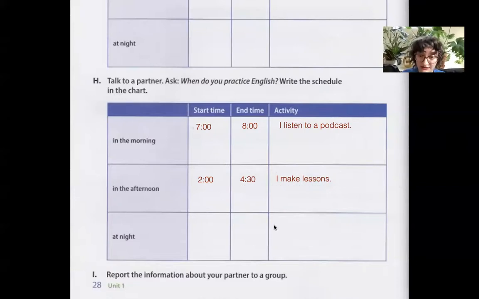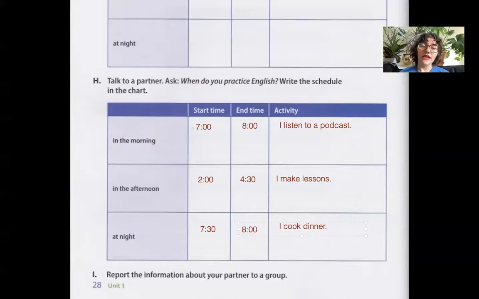And at night, I cook dinner. I cook dinner pretty late, at about 7:30. And it takes me usually half an hour to an hour. So we'll just say 8 o'clock. So in the morning, I listen to a podcast from 7 to 8. In the afternoon, I make lessons from 2 to 4:30. At night, I cook dinner from 7:30 to 8. Okay, so I'll get rid of that.